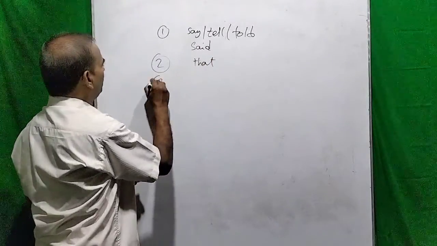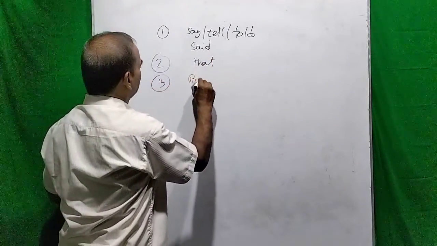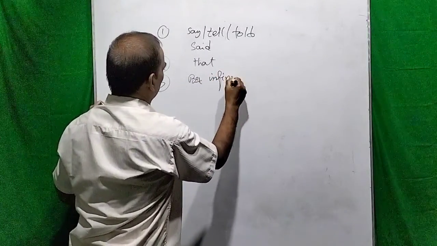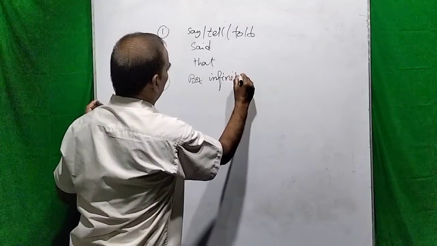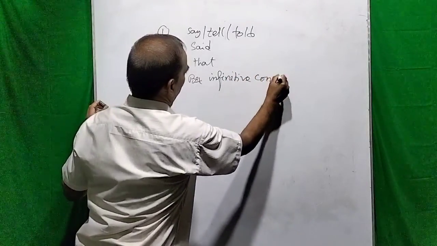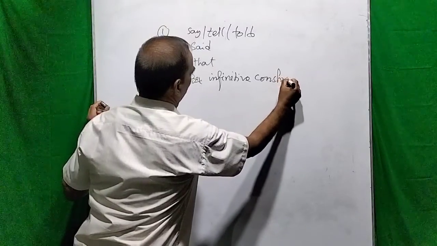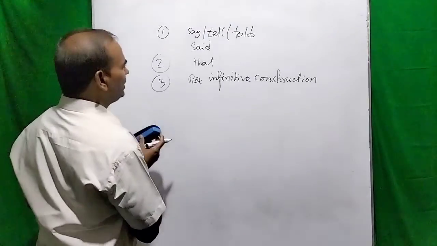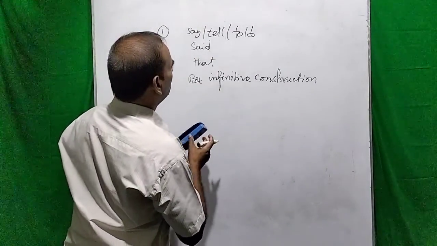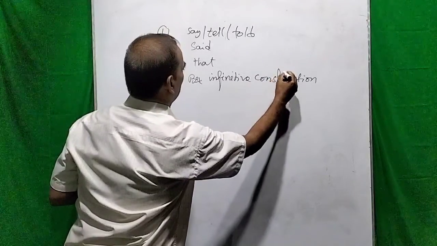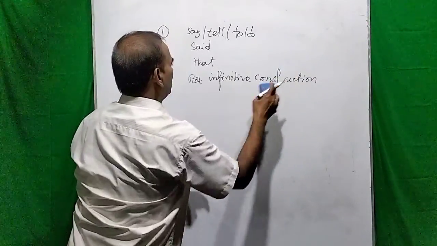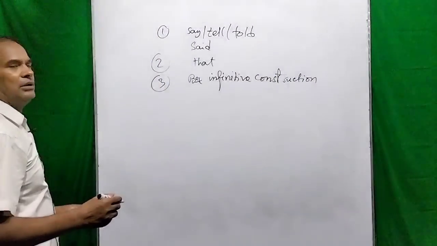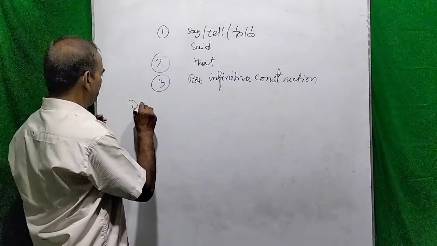And number three, you have to use the be plus infinitive construction. Dear viewers, you see, be plus infinitive construction. So let us take a look at direct speech.